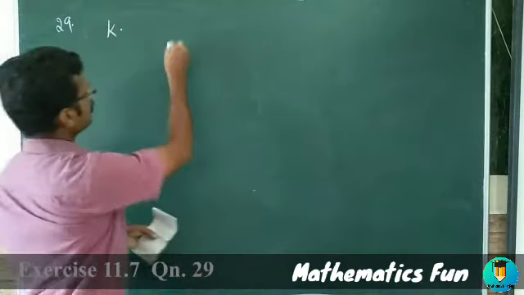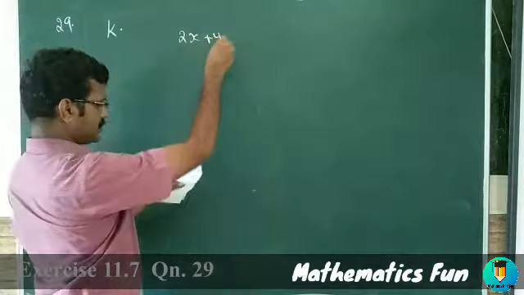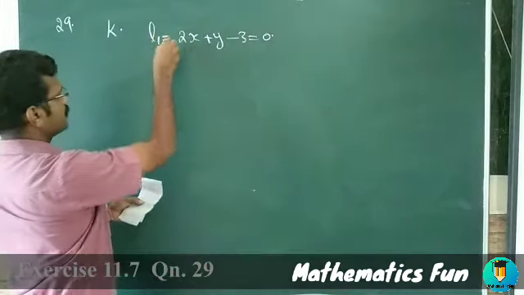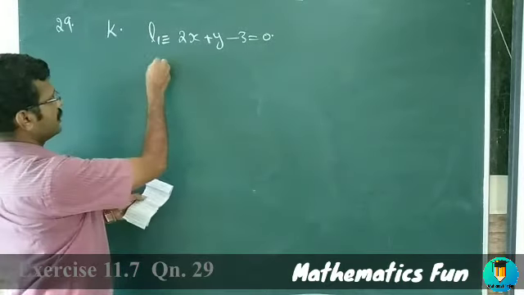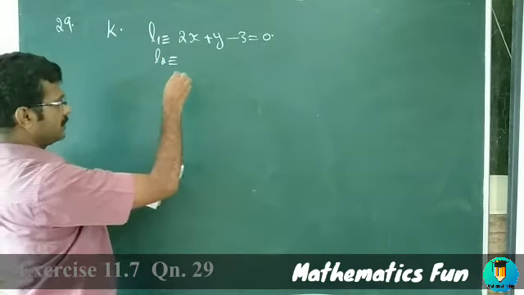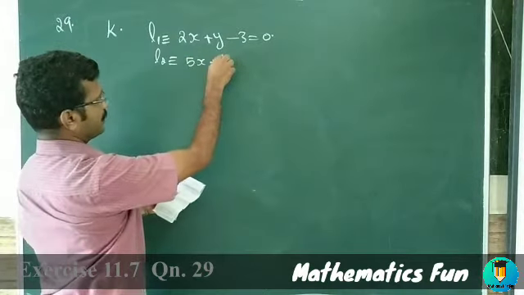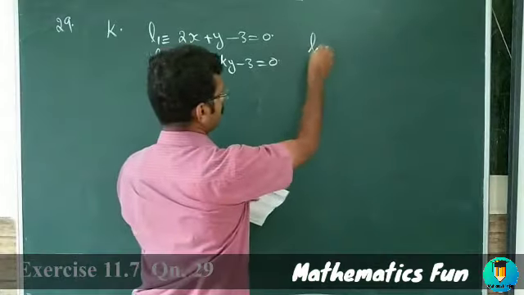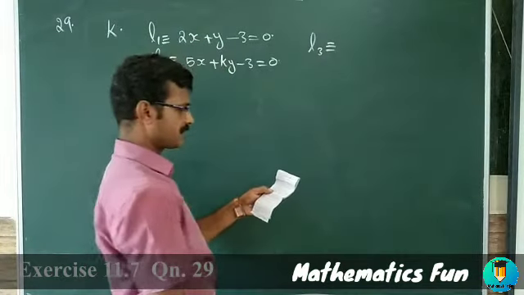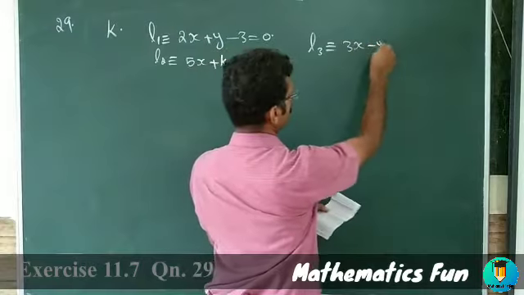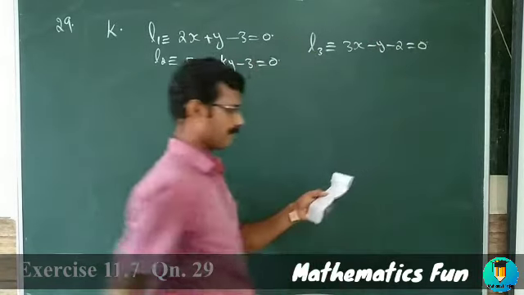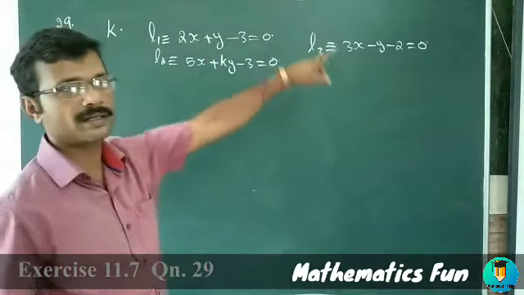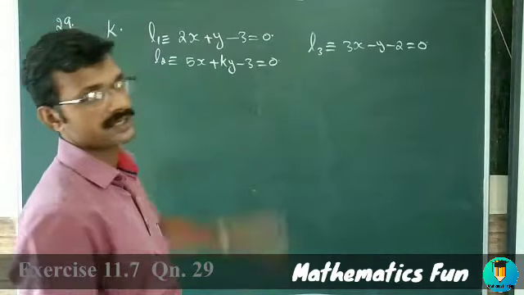the three lines, one of the lines is 2x + y - 3 = 0. This is the first line, L1 I am naming it. The second line, L2, is 5x + ky - 3 = 0. And one more line is given, L3, 3x - y - 2 = 0, may be concurrent. They are telling us these three lines are concurrent, and we need the value of k.